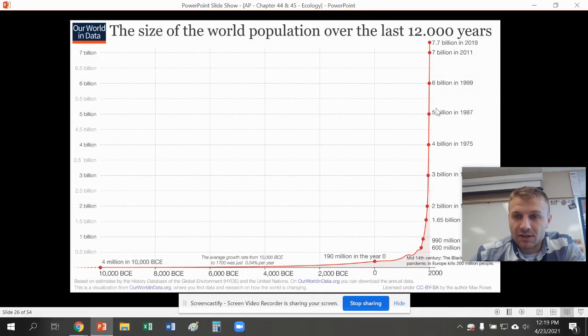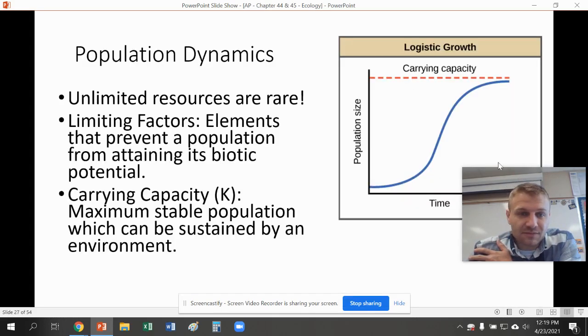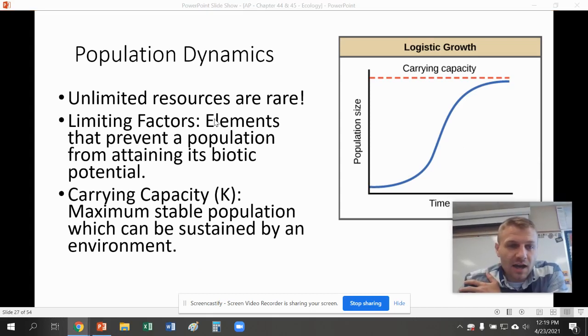You can see that population graph. Wow, it goes up really quickly here. I remember back in high school when we were going to reach 6 billion. That was a huge deal, like, oh my gosh, it reached 6 billion. And now we're getting close to 8 billion. So like I said, unlimited resources are rare, so you have these limiting factors. For humans, how much food there is, how much space there is on Earth, just these factors that are going to limit a population's increase.